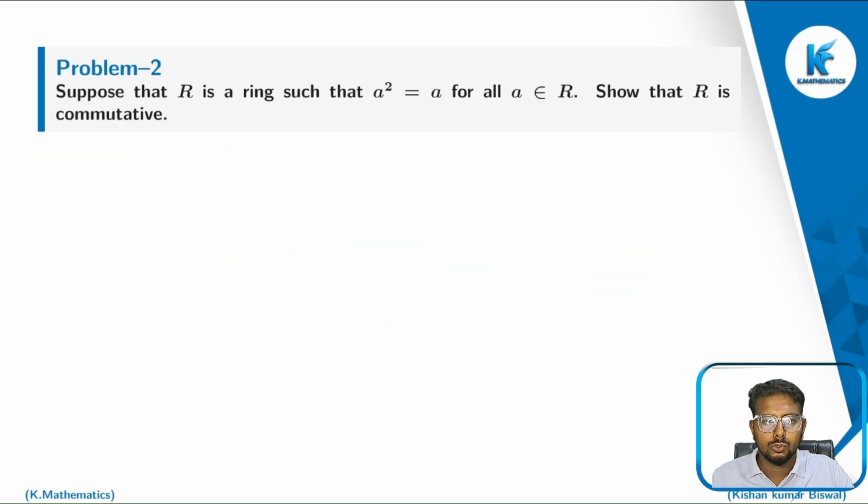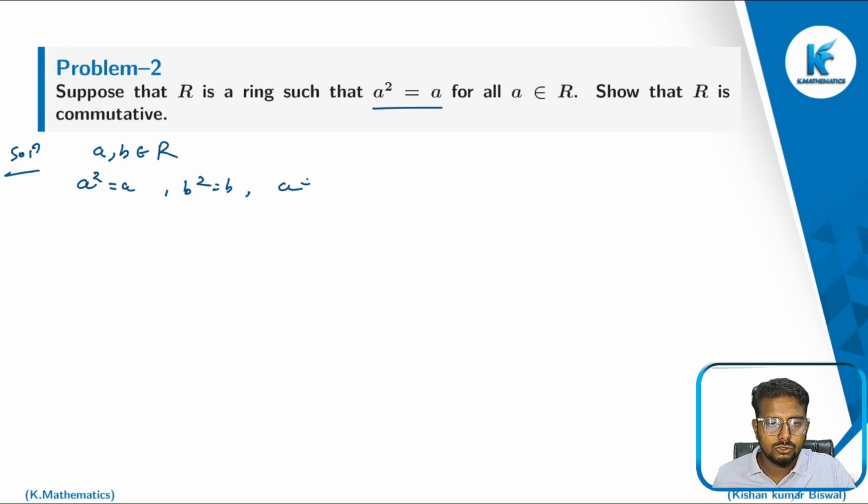Next, in problem number 2, suppose that R is a ring such that a square equal to a for all a belongs to R. That means this ring is a Boolean ring, so show that R is commutative. So here let a and b belong to R, and all the elements of R satisfy this property a square equal to a. So here we can write a square equal to a and b square equal to b. Similarly, here we can also write (a plus b) whole square is equal to a plus b, because here a plus b also belongs to R. So here we can write a plus b equal to (a plus b) whole square.